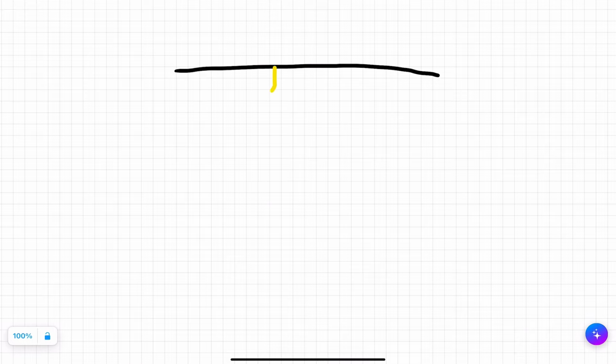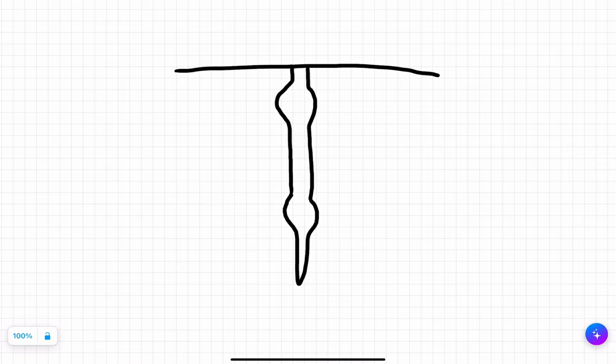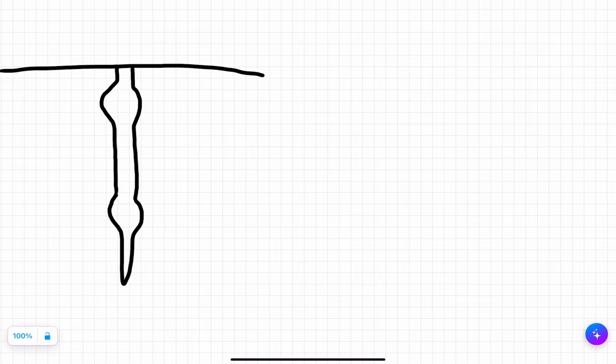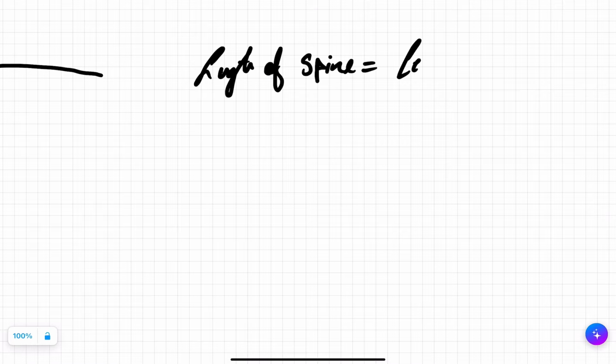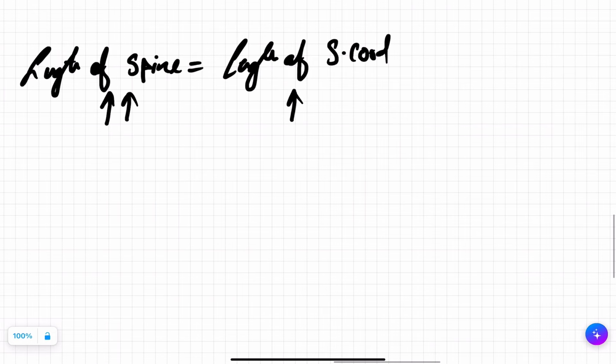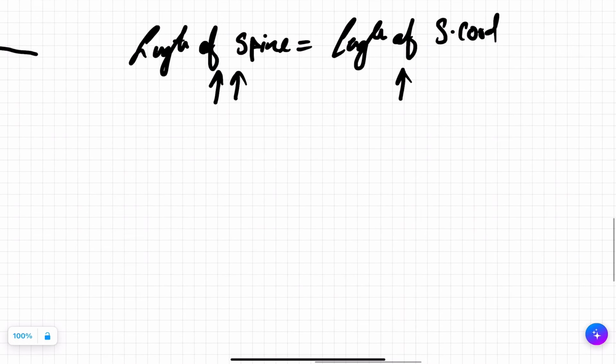So this is going to be your spinal cord. The spinal cord has a few thickenings, the thoracic and the lumbar enlargement, I will tell you. But you know, during the embryonic development, the length of your spine equals the length of your spinal cord. But as you age, the length of the spine increases at a higher rate compared to the length of the spinal cord.